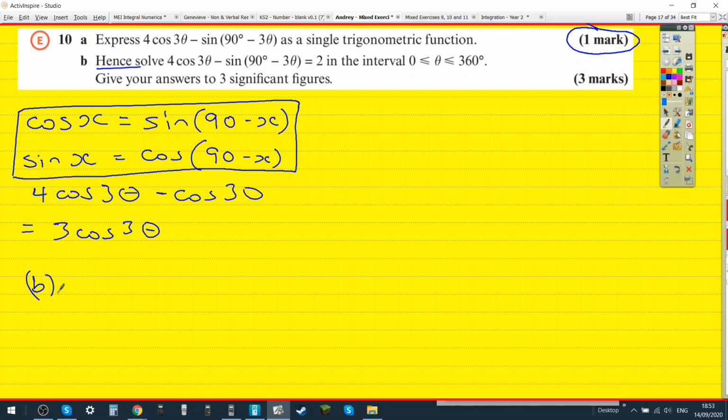So hence solve. Would it be 3 cos 3 theta equals 2? Yeah. And I'm going to try putting that in the calculator. Yeah.